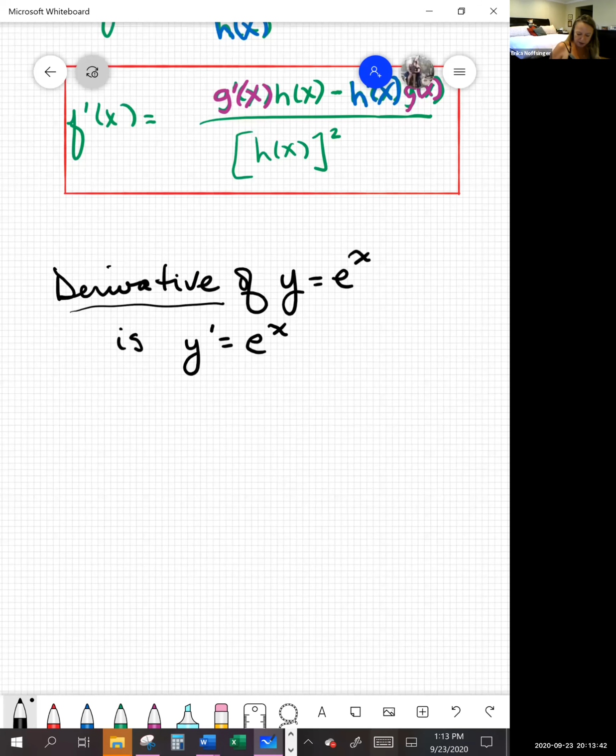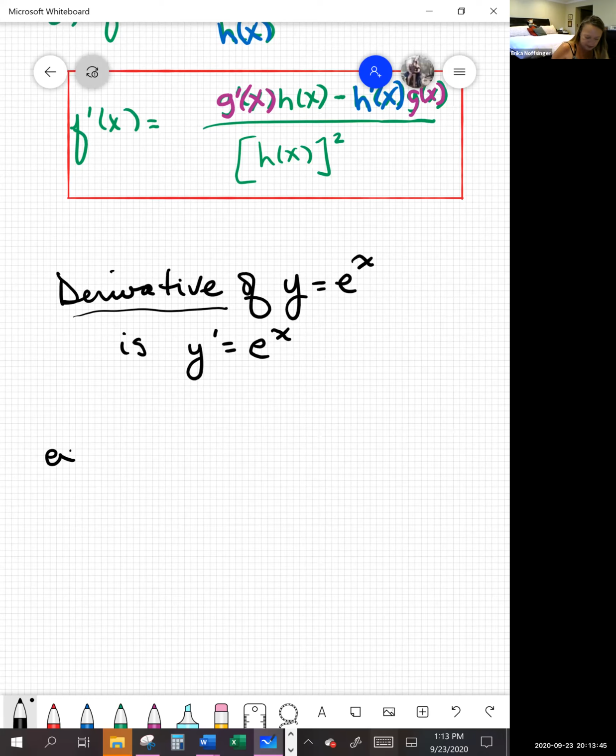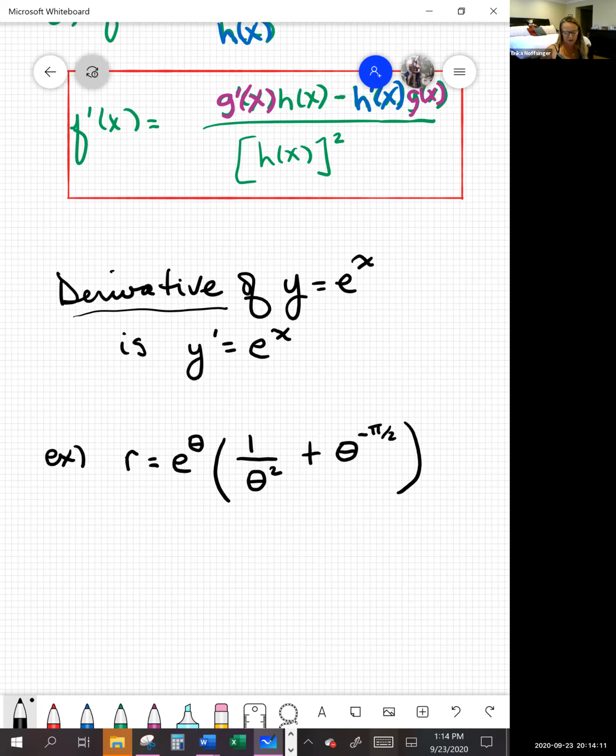So let's look at a couple more examples. Let's say you're given r equals e to the theta, all times 1 over theta squared plus theta to the negative pi halves. And it wants us to find the derivative of the function.